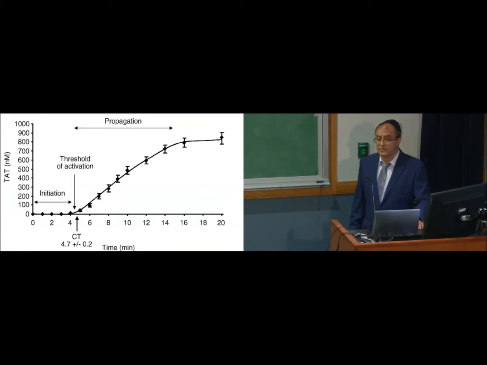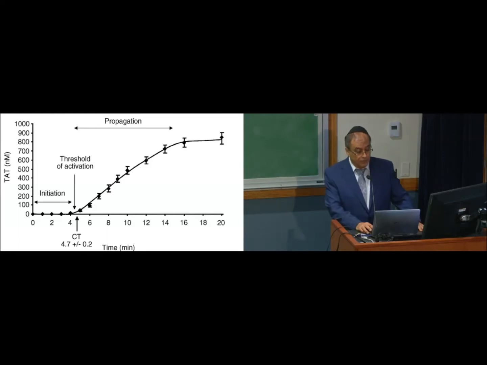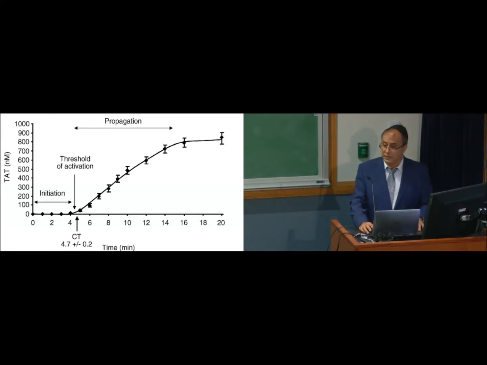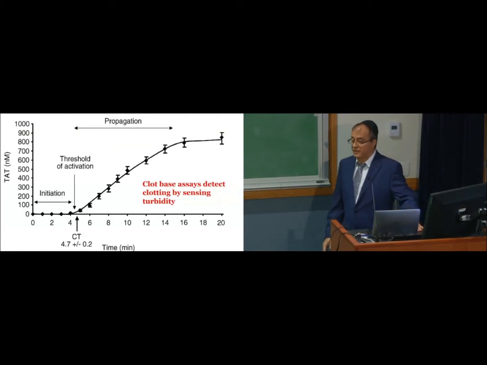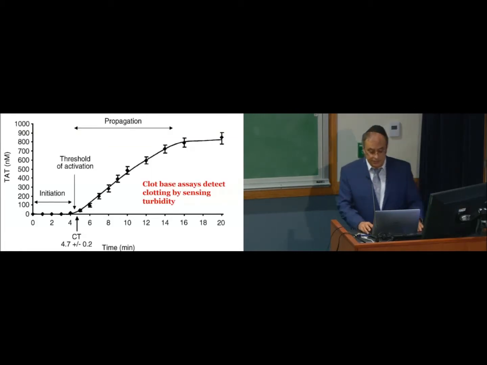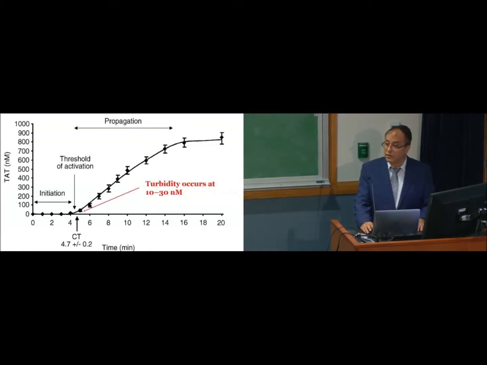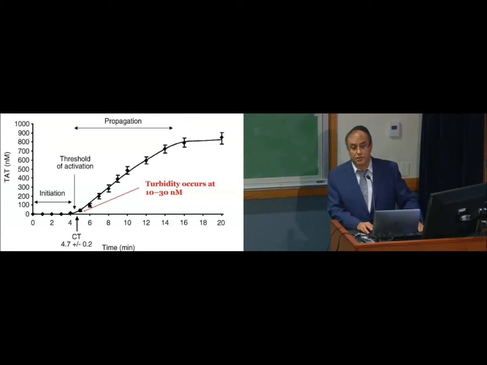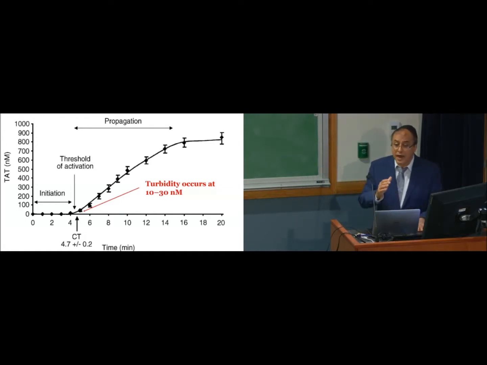The second limitation of the assays is a touch more nuanced. If we follow thrombin generation over time by measuring thrombin-antithrombin complexes, we see that following an initiation period, thrombin generation commences, it accelerates and then decelerates and stops. The PT and PTT are clot-based assays, and clotting is sensed by sensing turbidity. And turbidity occurs early on, after only 3% of total thrombin is generated. That is, the assay is also unable to capture 97% of thrombin generation. They just conclude too early.